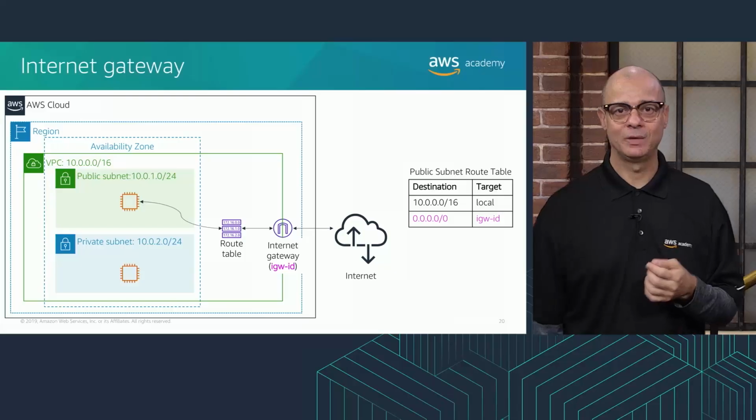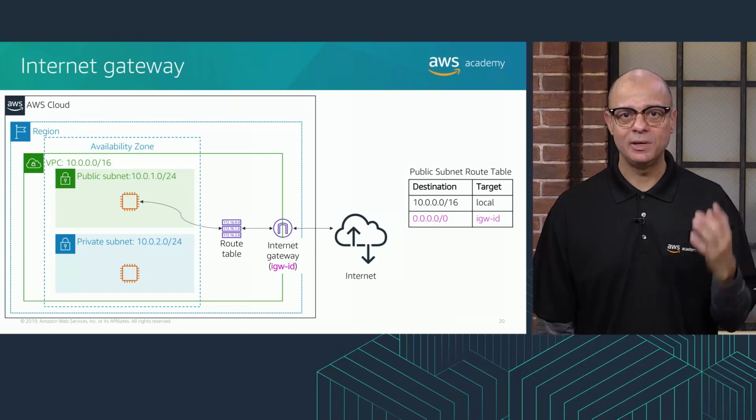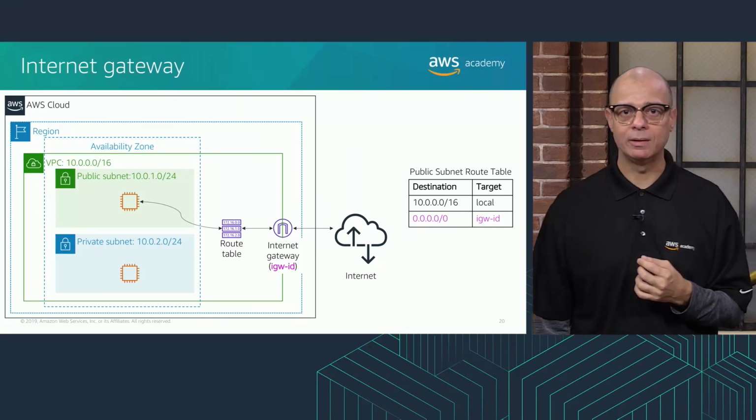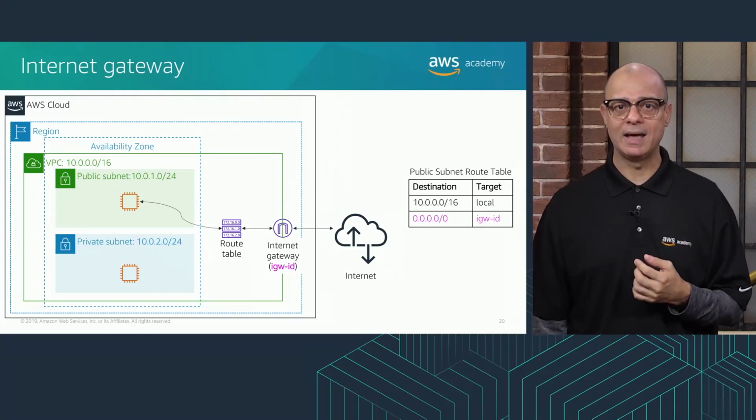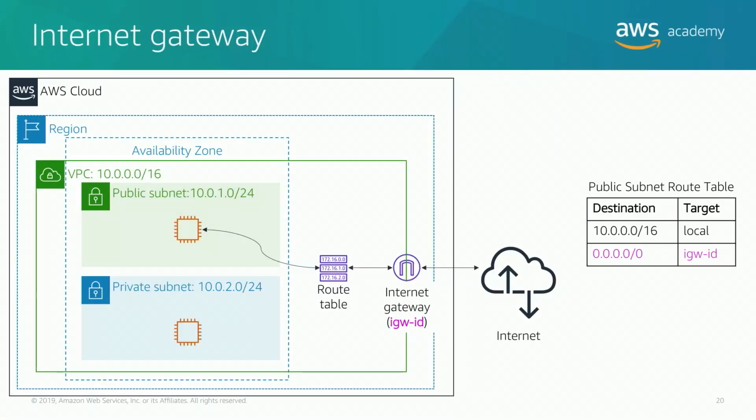Welcome. Now that you have learned about the basic components of a VPC, you can start routing traffic in interesting ways. In this section, you will learn about VPC networking options. An internet gateway is a scalable, redundant, and highly available VPC component that allows communication between instances in your VPC and the public internet. An internet gateway serves two purposes. Number one, to provide a target in your VPC route tables for internet traffic. And number two, to perform network address translation for instances that were assigned public IPv4 addresses.